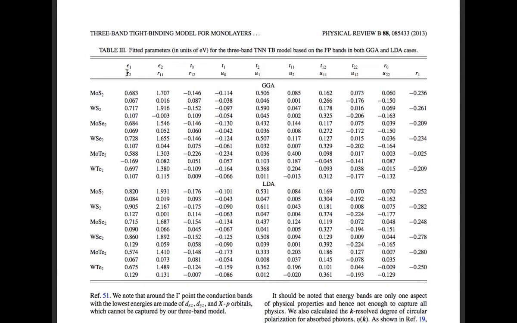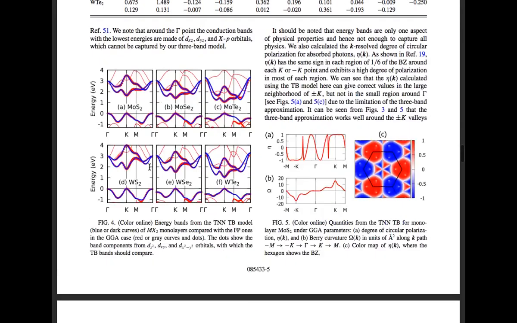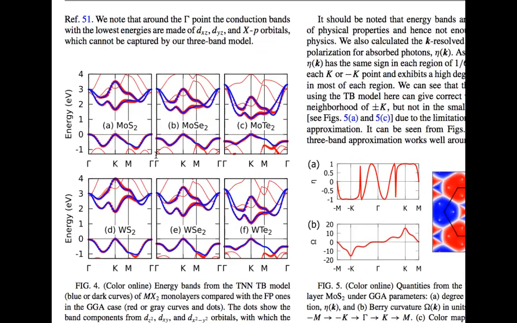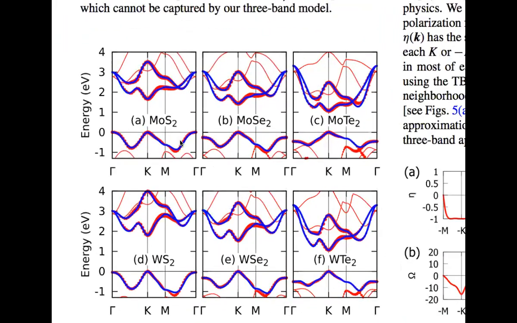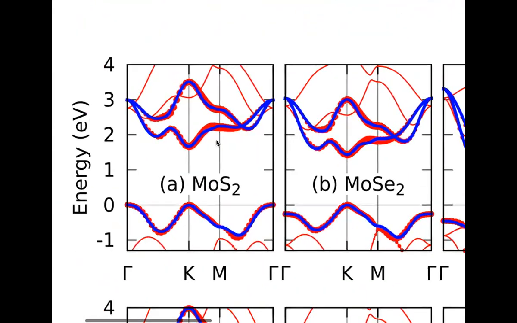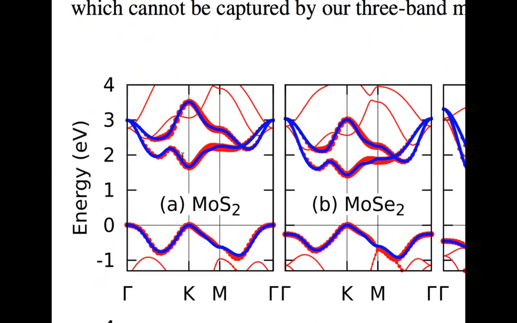Actually, these are two lines of parameters. Okay, two lines of parameters, and then this is the result of the third nearest neighbor tight binding model. So you can see that. Let's focus on MoS2 then. Okay, so you can see that it's actually pretty good. When you include up to third nearest neighbor coupling, you can describe the whole Brillouin zone pretty well, including the Q values.